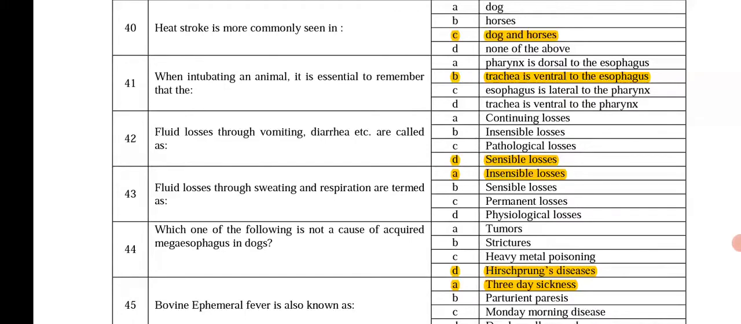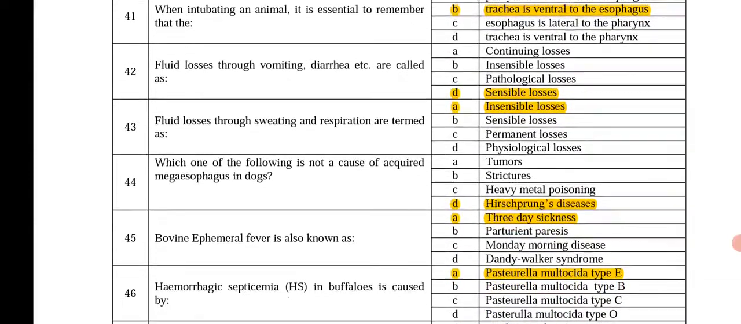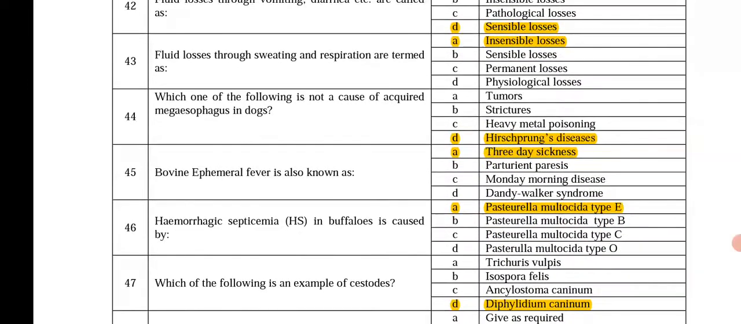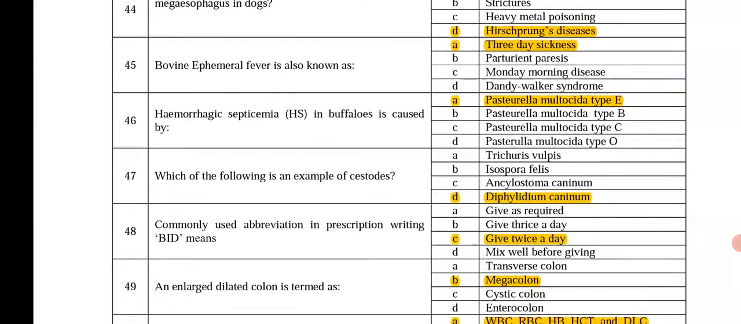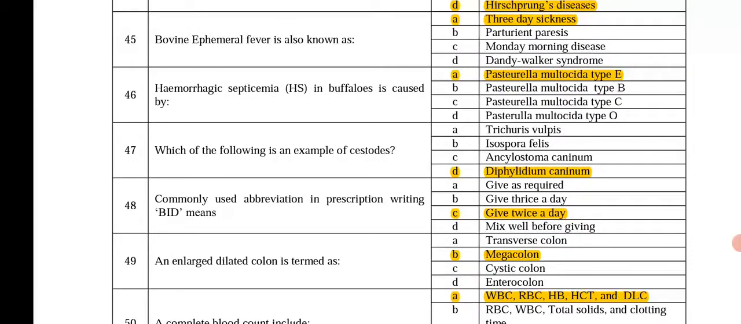Which of the following is not a cause of acquired megaesophagus in dogs? Hirschsprung's disease. Bovine ephemeral fever is also known as 3-day sickness. Hemorrhagic septicemia in buffaloes is caused by Pasteurella multocida type A. Which of the following is an example of cestodes? Dipylidium caninum. Commonly used abbreviation in prescription writing: BID means give twice a day.